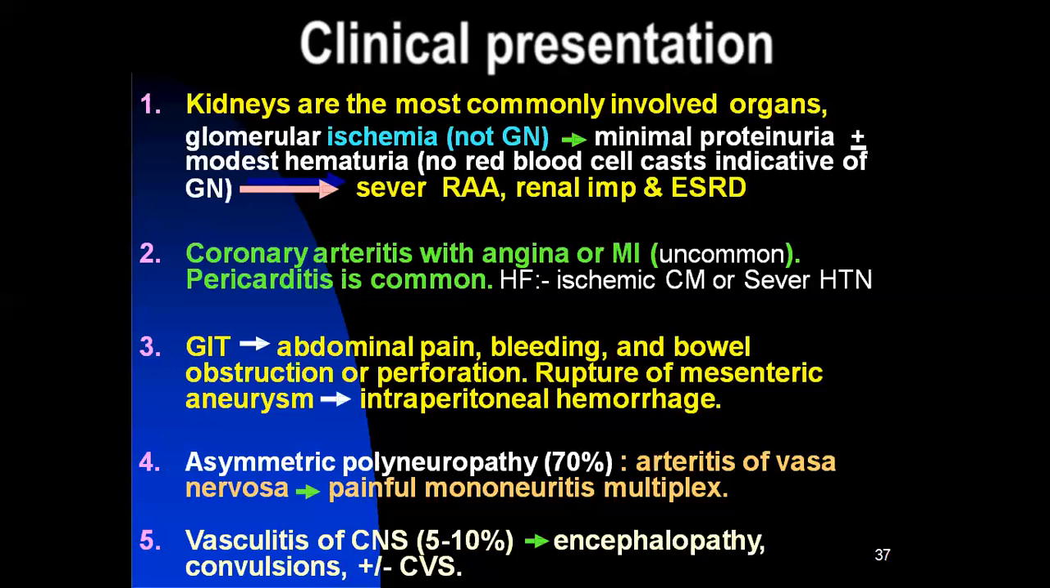On the GIT, abdominal pain, bleeding, and bowel obstruction or perforation may be present. There might be a rupture of mesenteric aneurysm, and intraperitoneal hemorrhage may be seen. Asymmetric polyneuropathy. There is arteritis of vasa nervorum, painful mononeuritis multiplex, vasculitis of the CNS if it's affecting the CNS, encephalopathy, convulsions may be present along with this.